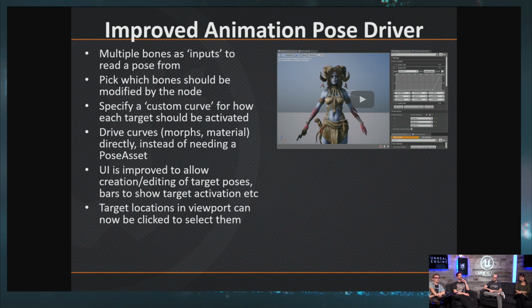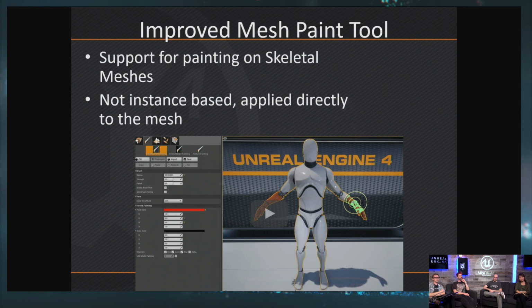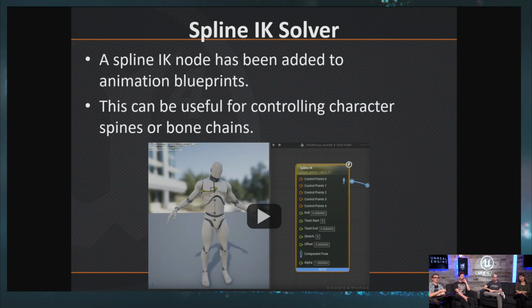Awesome. So next up, improved mesh paint tool. This is really fun. We've had the vertex mesh painting for quite a while now, but there's an improved mesh paint tool, which is now supporting skeletal meshes. And it's an important note: it's not instance based. It's applied directly to the mesh. So if you start painting on one guy, all the guys are going to have that paint job. So just a heads up. But that's a brand new one for y'all to play around with.